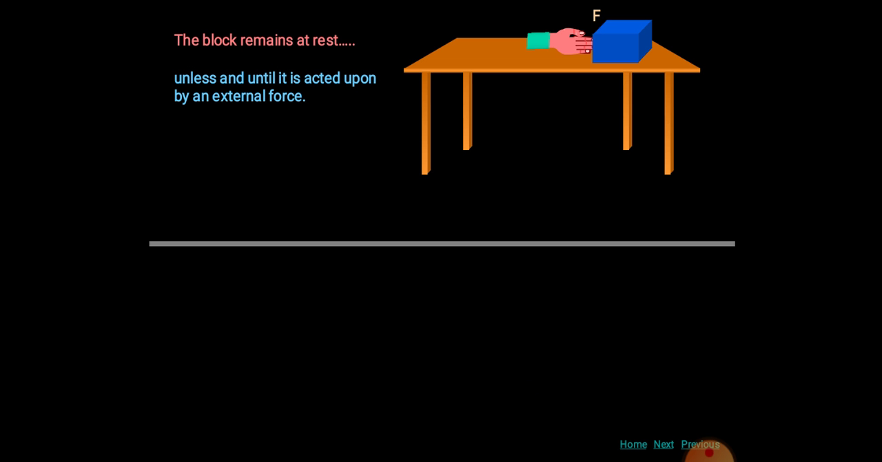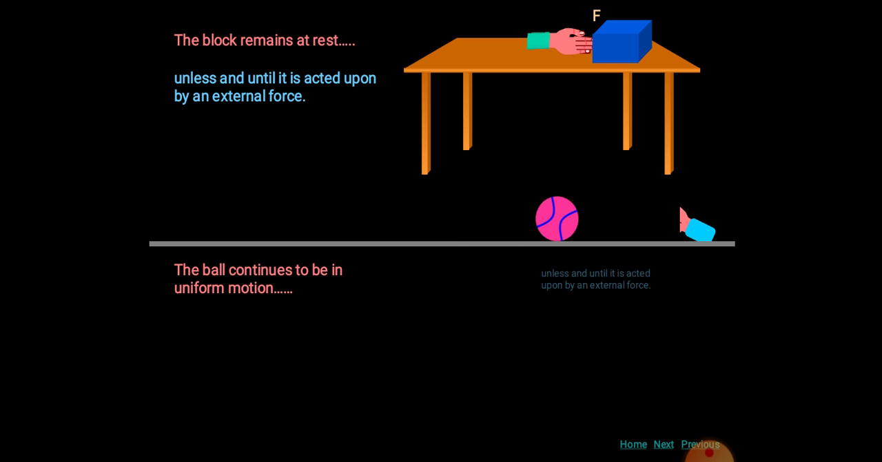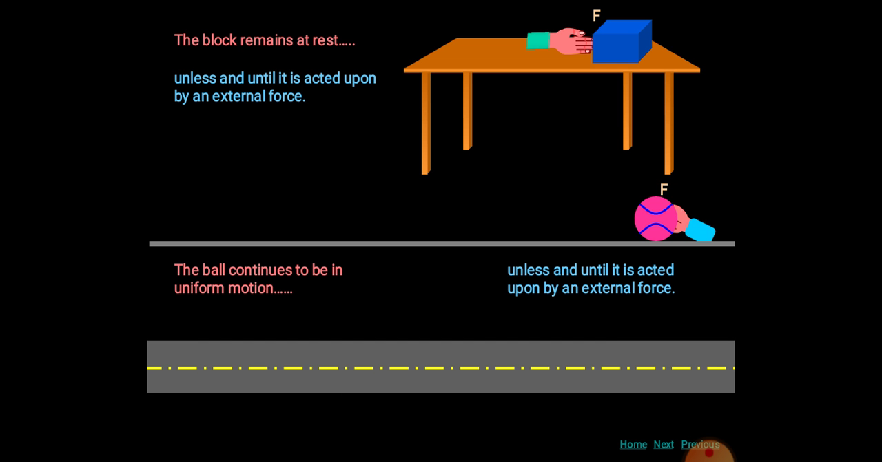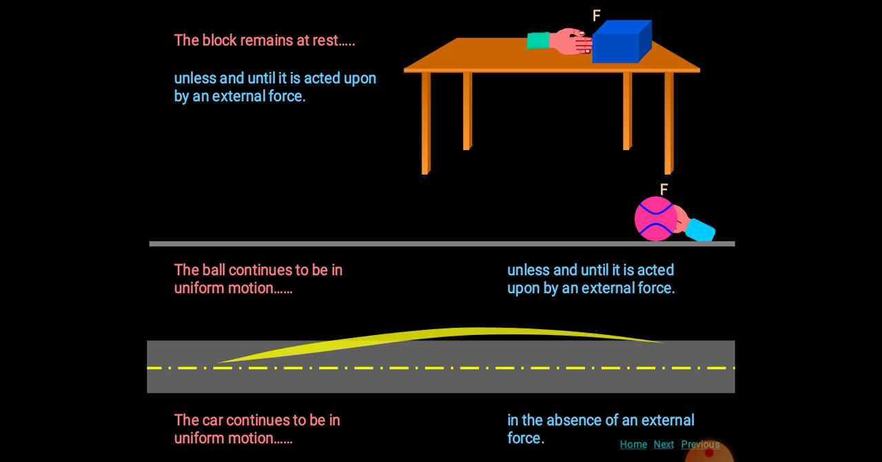Now let us understand the example of a ball. The ball continues to be in uniform motion unless and until it is acted upon by an external force. Now let us understand the example of a car. Here the car continues to be in uniform motion in the absence of an external force. If you do not apply any external force, the car continues in uniform motion. So this is Newton's first law of motion.